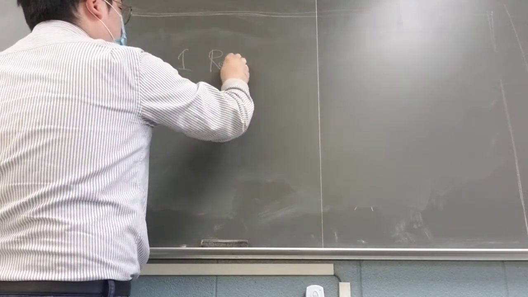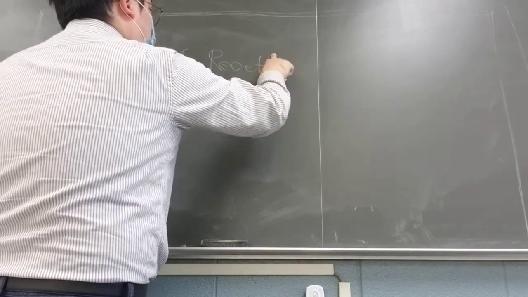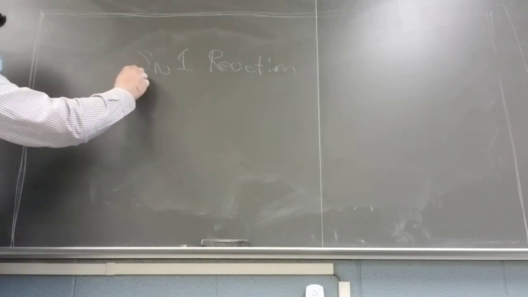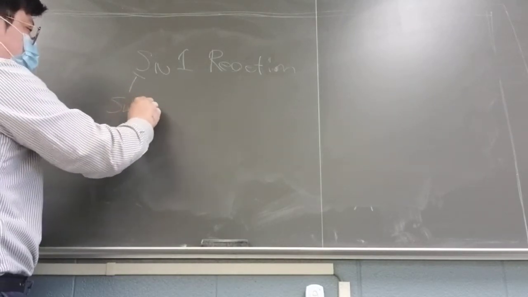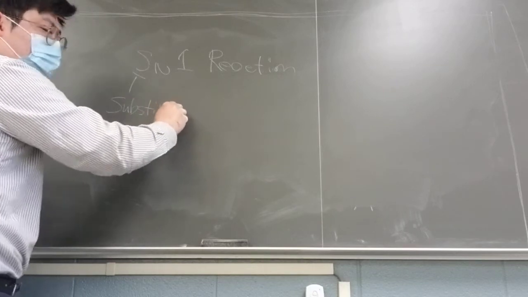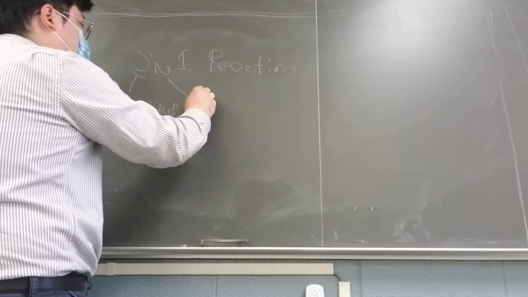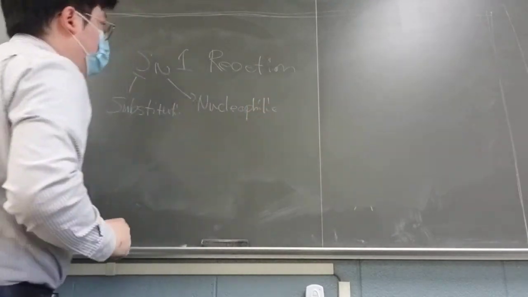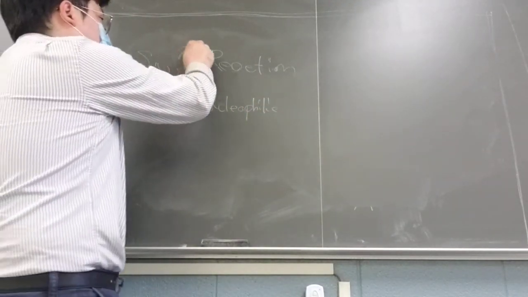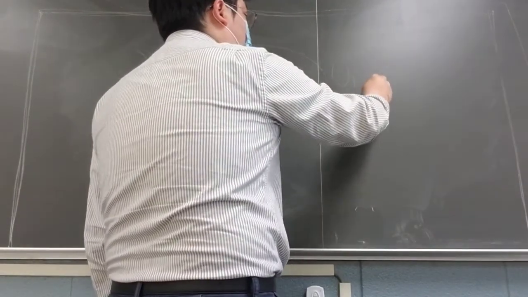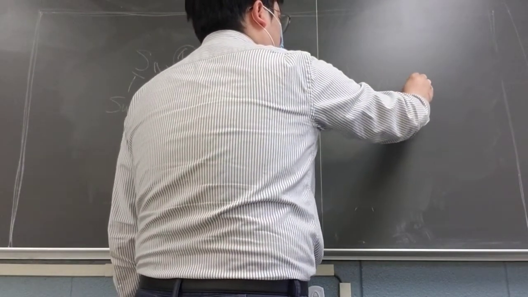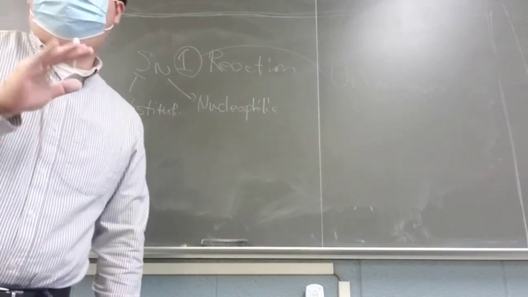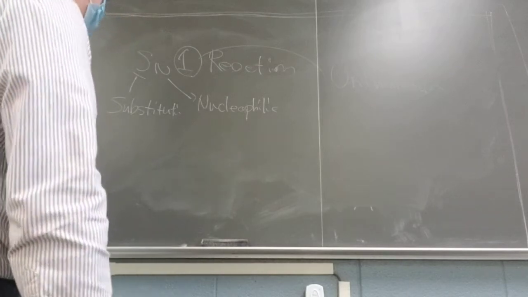SN1. Okay, what about the SN1? So it's pretty much the same. This is also substitution, and this is also nucleophilic, that's what it means. And then this one is unimolecular. So uni means, as you know, one. Okay. So unimolecular means it depends on only one factor to control the speed of the reaction.